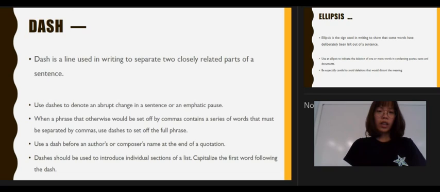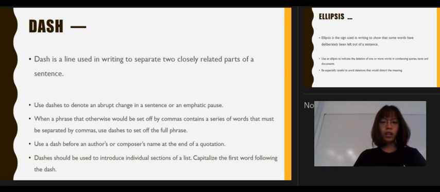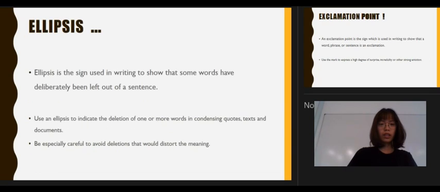Then the dash is the line used in writing to separate two closely related parts of a sentence. Use a dash to denote an abrupt change in a sentence or an imperative clause. When a phrase that otherwise would be set off by commas contains a series of words, it must be separated by dashes. Use a dash before an author or composer name at the end of a quotation, and a dash should be used to introduce individual sections of a list.